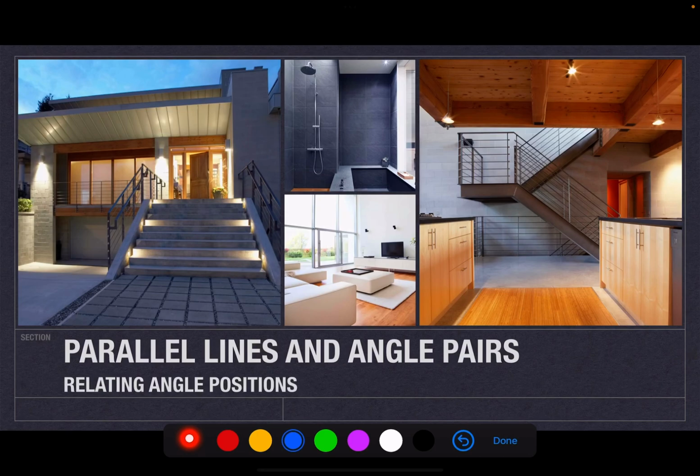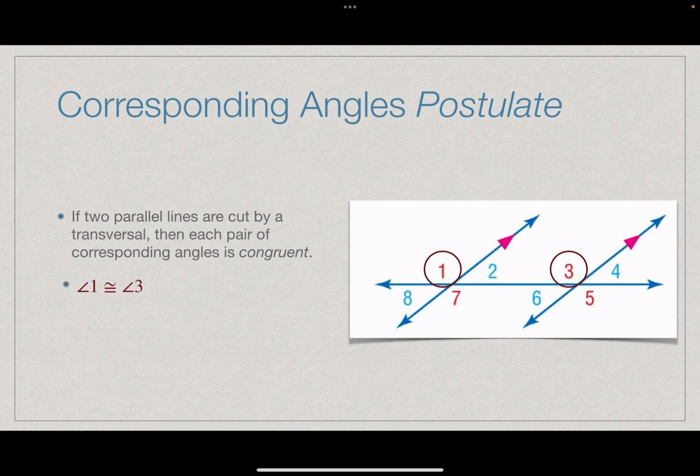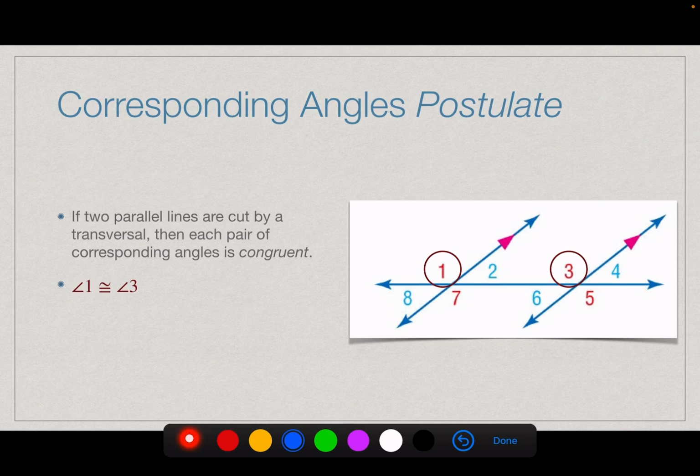So let's talk about parallel lines and angle pairs, relating angle positions. So we have corresponding angle postulate. This is something that we need to just accept as true. The corresponding angles postulate tells us that if two parallel lines are cut by a transversal, then each pair of corresponding angles is congruent. Therefore, we can see that we have corresponding angles 1 and 3, and we can say that they are both congruent.